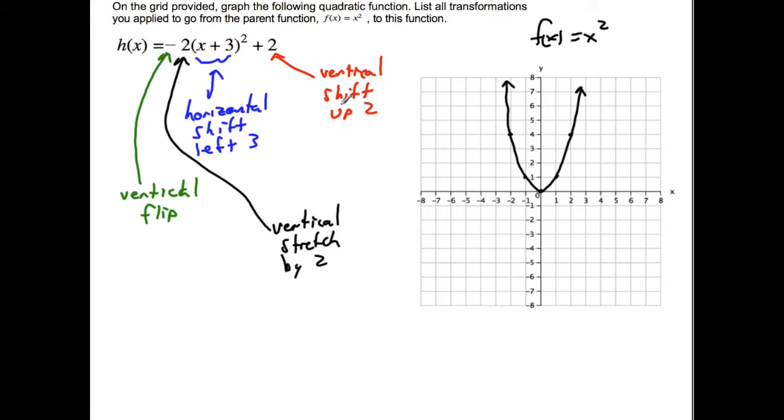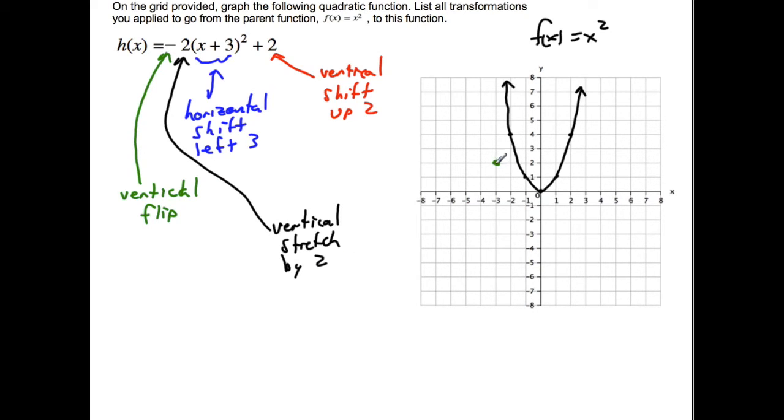Let's start with moving our vertex. So we go left 3, 1, 2, 3, up 2. So here's our vertex. Now, instead of the parabola going up, the parabola is going to now be going down. Okay, so it's going to be concave down. And then I've got a vertical stretch by 2.